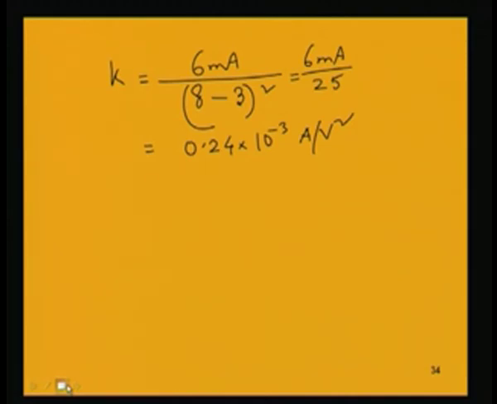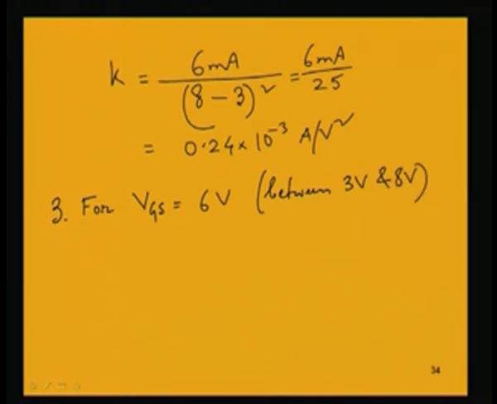Let us find a point, for example 6 volt. So, for the third point we will be finding for VGS equal to say 6 volt, which is between the threshold voltage and the other point given by 8 volt. So, we take an in-between point, say 6 volt. You can take 5 volt also, but let us take a midpoint. For 6 volt VGS, what will be the value of ID?